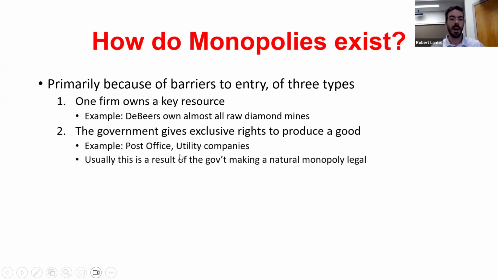Sometimes the government gives exclusive rights. So you can think about the post office, or different cities and towns, where they give different utility companies the right to be the only electric provider in that area.